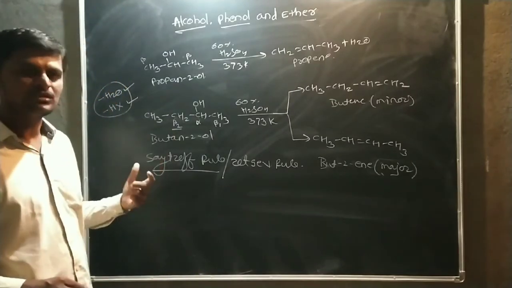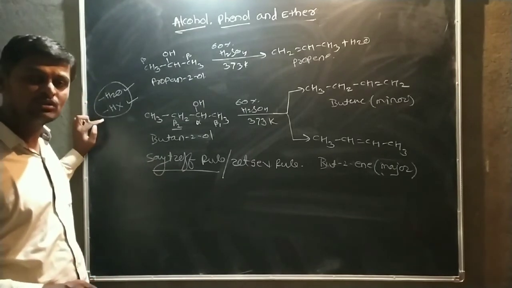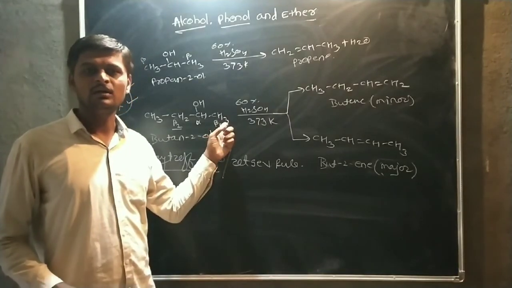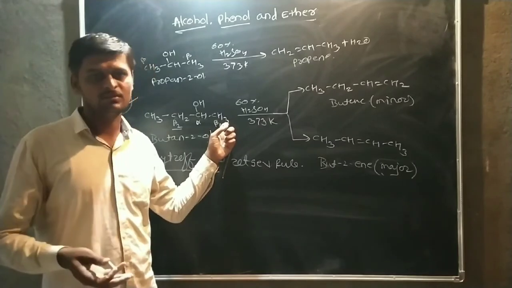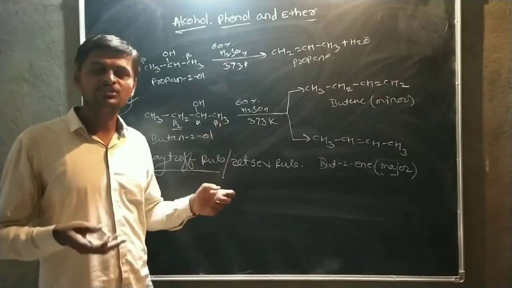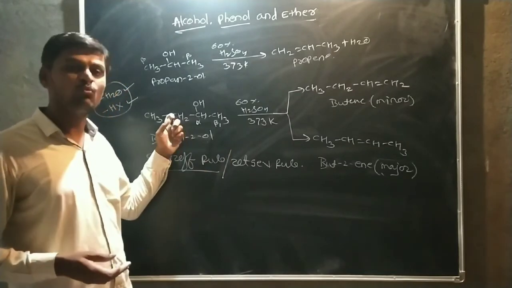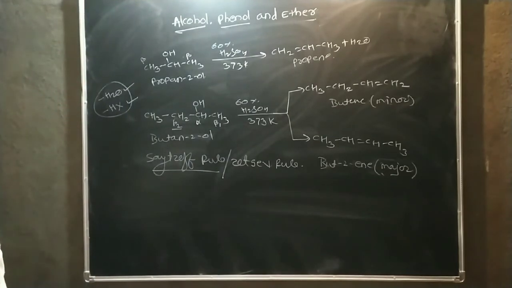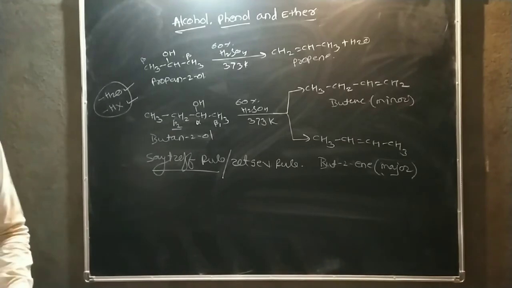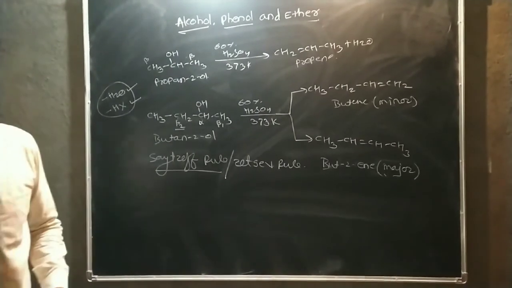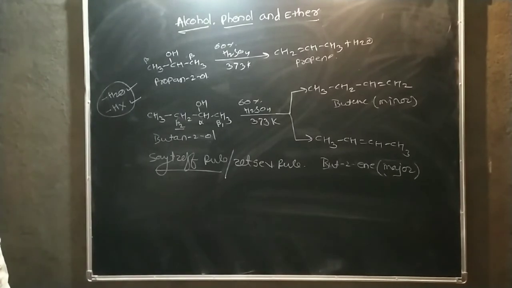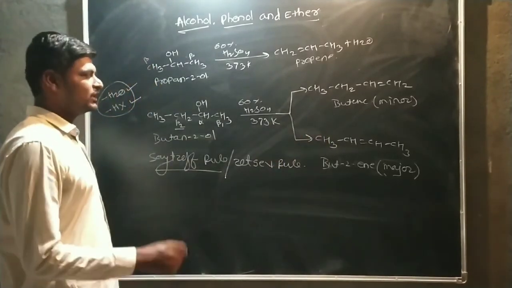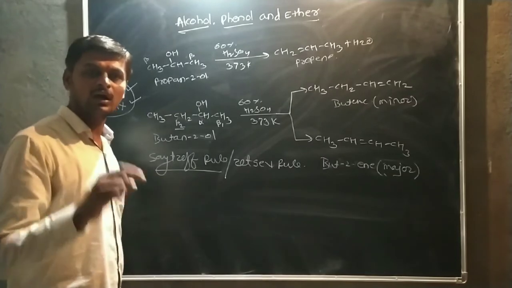That means in a dehydration or dehydrohalogenation reaction, the beta hydrogen is eliminated and forms the respective alkenes. The major product is the one which contains the more substituted carbon atom. That means in dehydrohalogenation or dehydration, the alkenes are formed by the elimination reaction, and the major one contains a greater number of substituents.